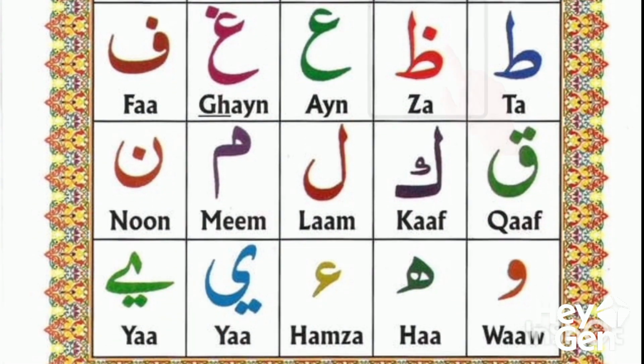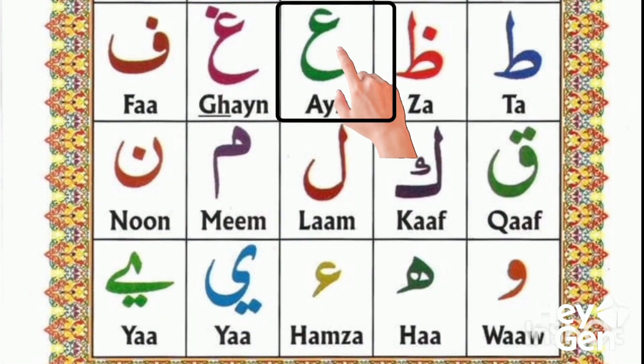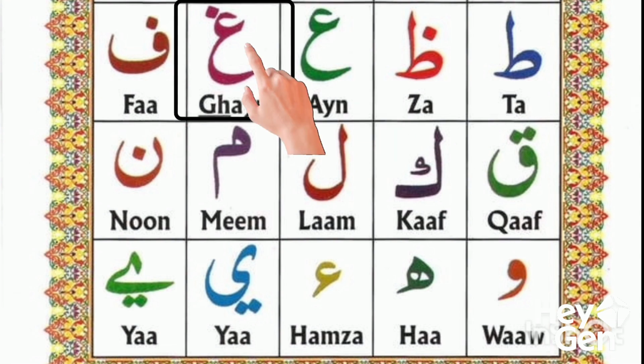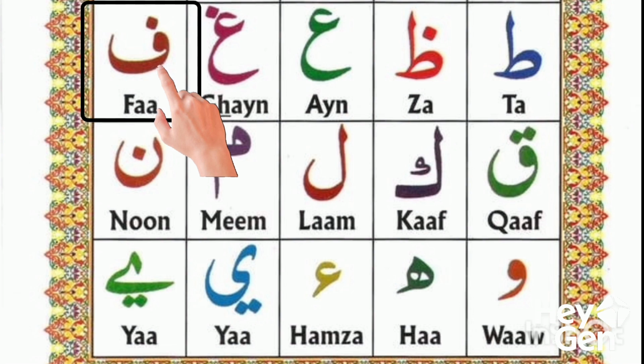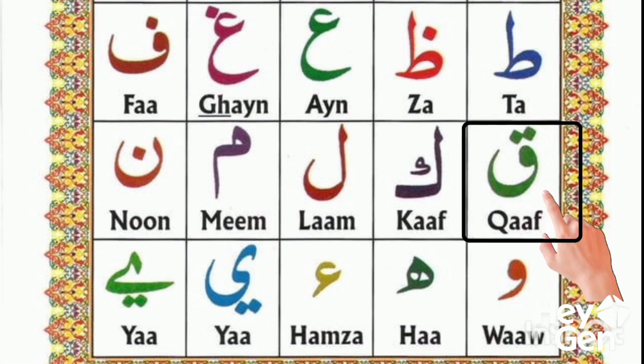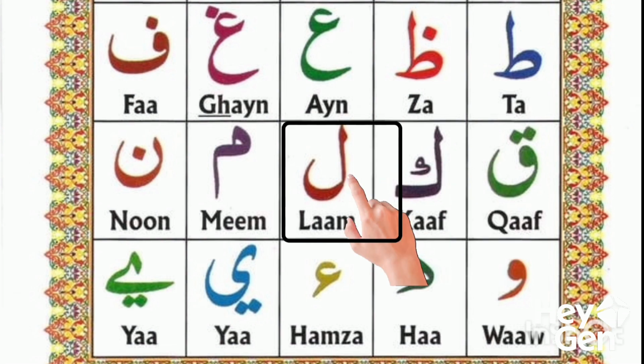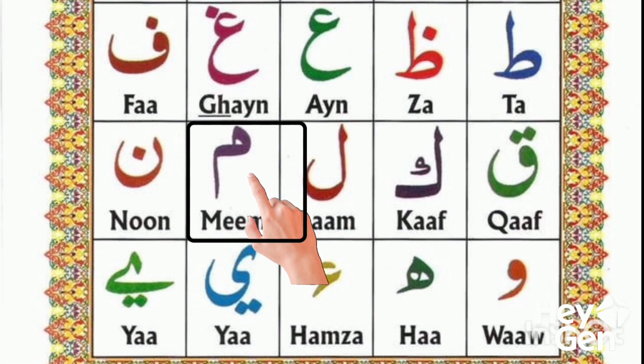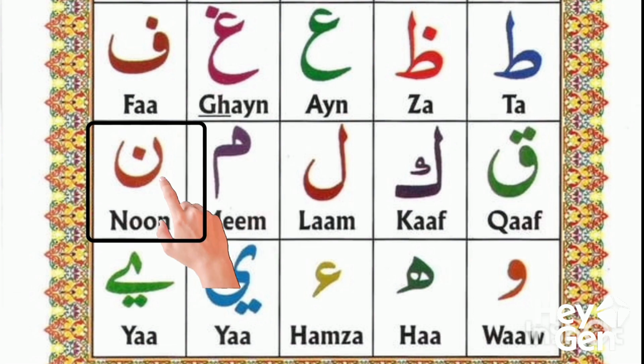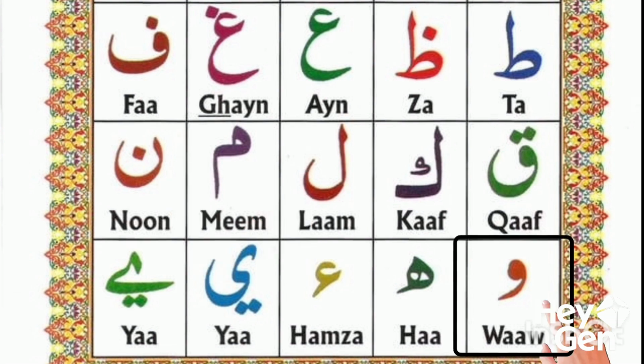Next are the letters Fa and the deep Kaf, then the lighter Kaf. We conclude the sequence with the liquid sounds of Lam, Mim, and Noon, and finally the letter Waw. Each of these letters has a unique place of articulation in the mouth and throat, requiring careful practice to master the correct pronunciation and melodic flow of the language.